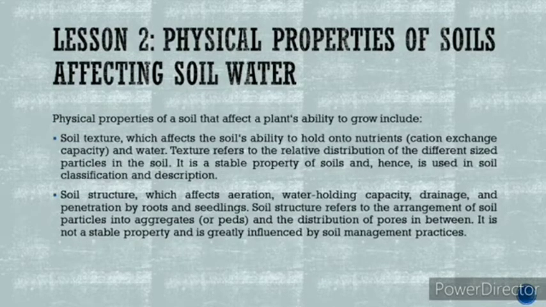Physical properties of a soil that affect a plant's ability to grow include soil texture, which affects the soil's ability to hold onto nutrients, cation exchange capacity, and water. Texture refers to the relative distribution of the different sized particles in the soil. It is a stable property of soils and hence it is used in soil classification and description.